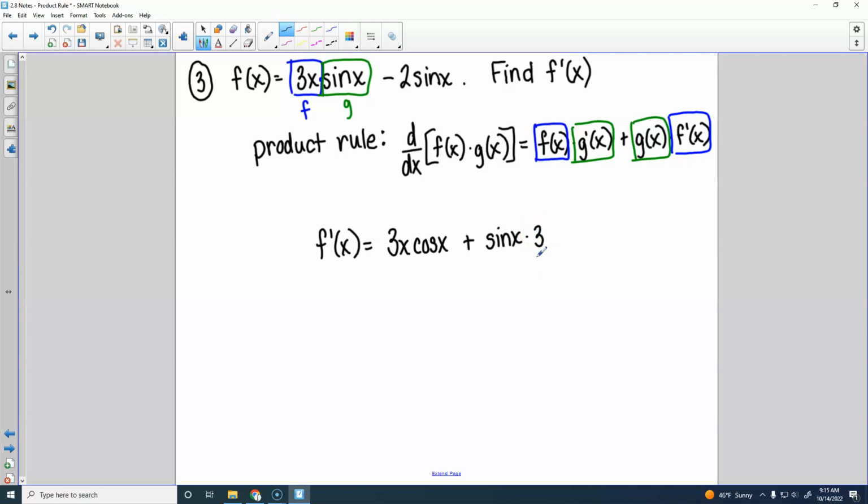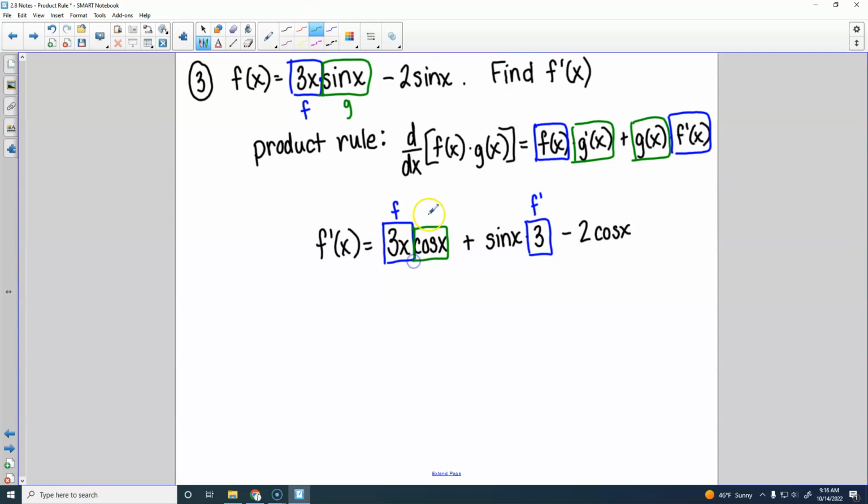Now, be careful here, because when you're doing product rule, it's easy to ignore this minus 2 sine x over here. We don't need product rule for this. So this takes care of our derivative for the first part. We need to also take the derivative of negative 2 sine x. Connor, what will we get when we take the derivative of negative 2 sine x? Good. Negative 2 cosine x. So I'm going to go back and label this just so everybody's very clear where everything's coming from. This part right here was our f. This part right here was our f prime.